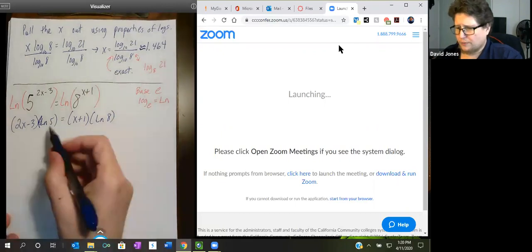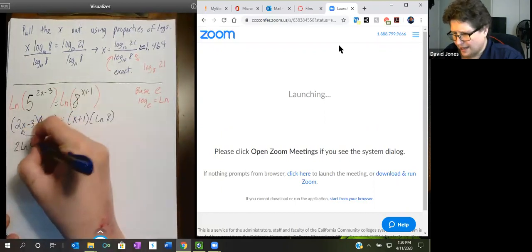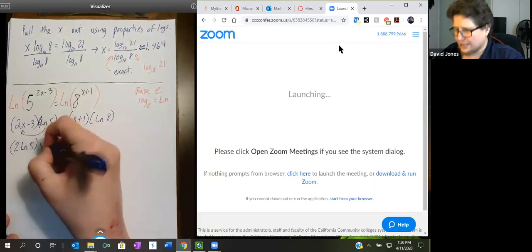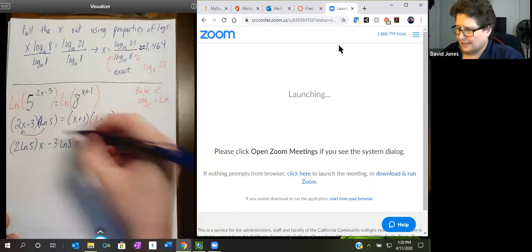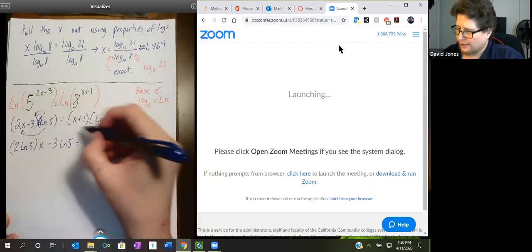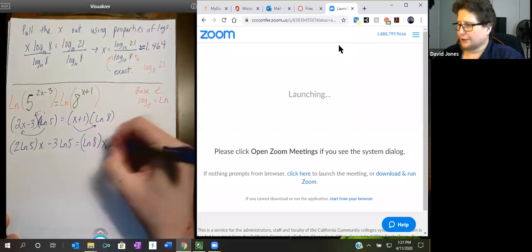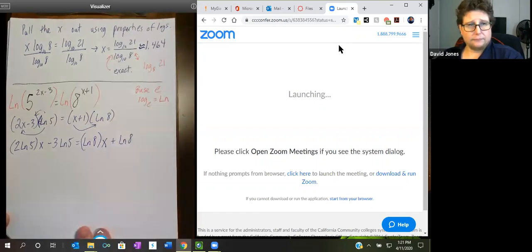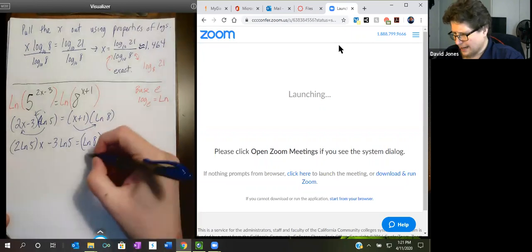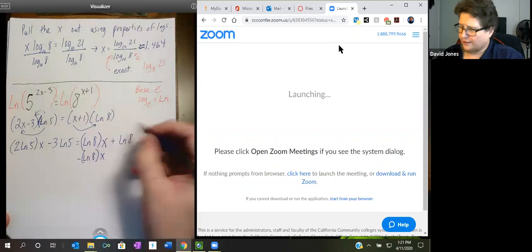We're going to distribute. I'm going to say 2 ln of 5, that's my coefficient, times x minus 3 ln of 5. And we'll distribute here. x times ln of 8, that's a coefficient, it's just a value, plus ln of 8. I'm going to gather all my x's on one side. So I'll subtract natural log of 8x from both sides.